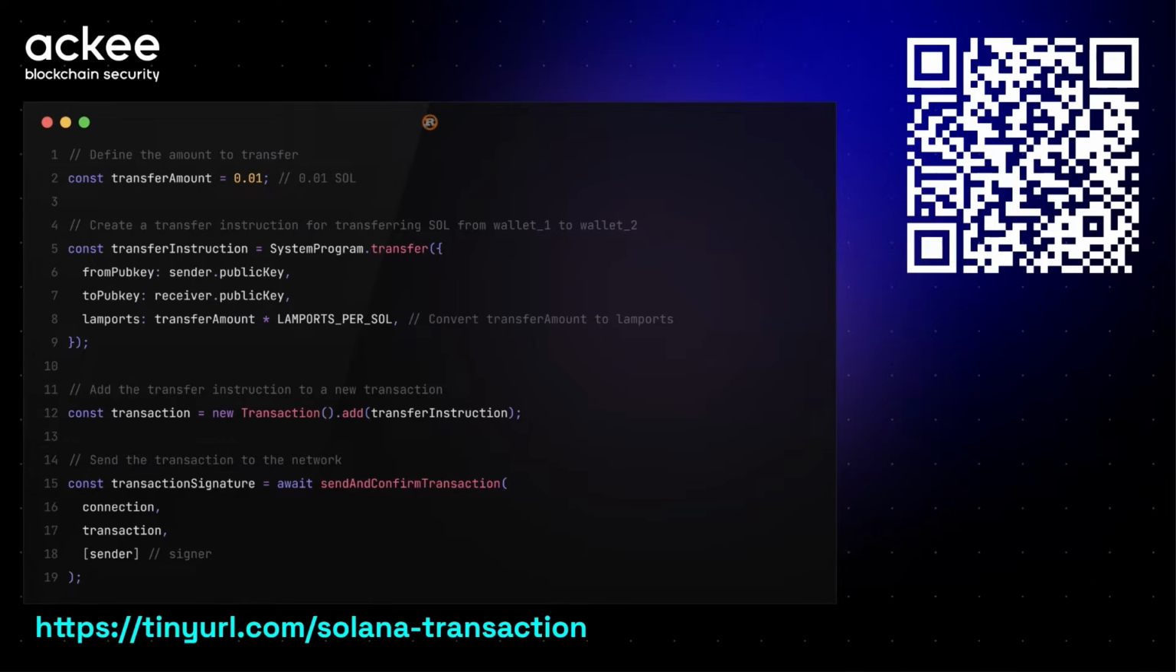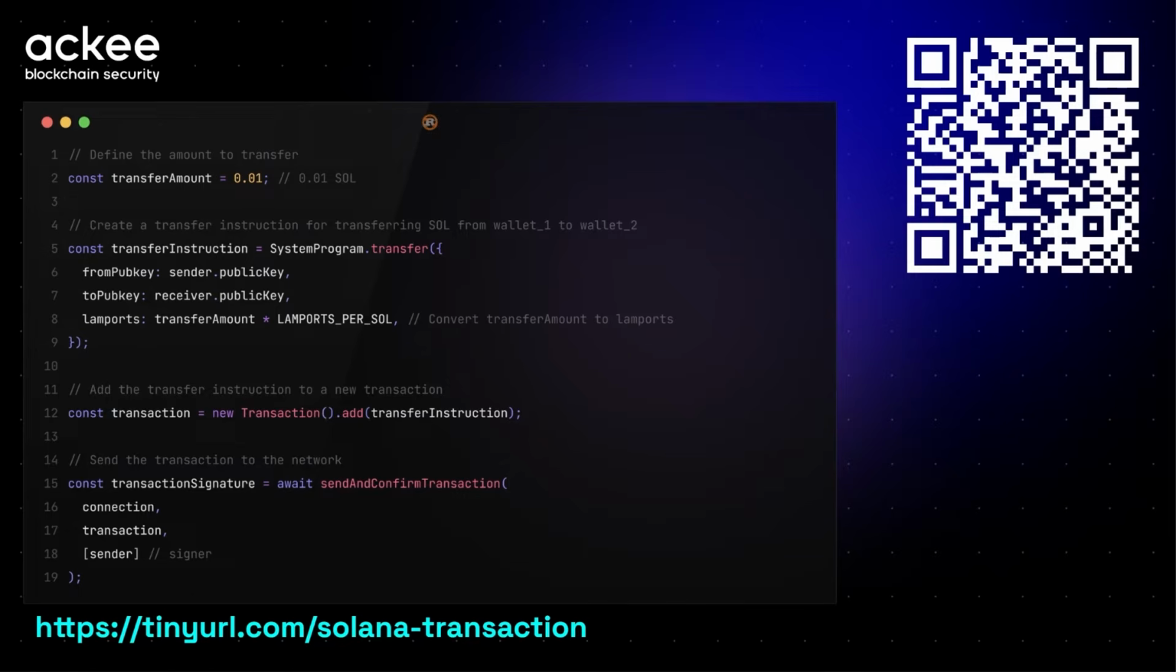Then you take the instruction and add the transfer instruction to a new transaction, which is done on line 12. So you create a new transaction and then add the transfer instruction. And lastly, you take the transaction and send it to the network. You can see you take the transaction, you have created the connection, which again you will see in the code. And lastly, you specify the sender, which is the signer of the transfer.